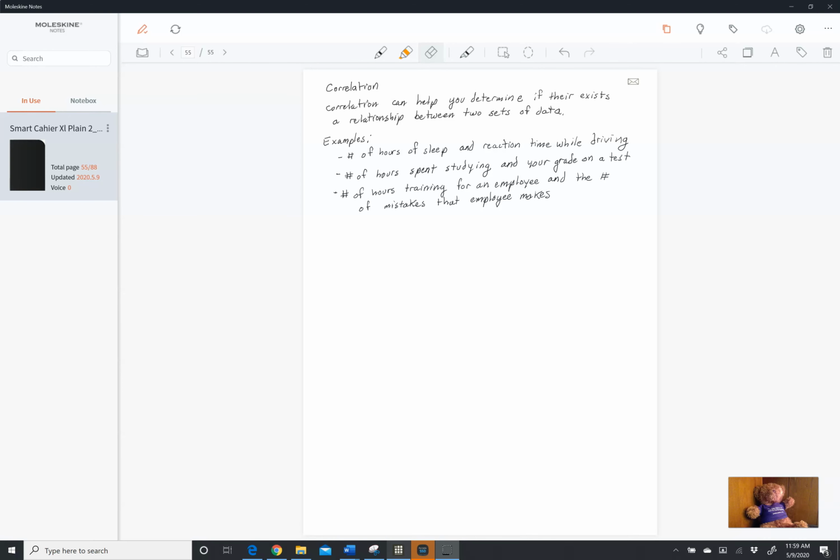The number of mistakes that an employee makes, we think that that is dependent on the number of hours of training versus the other way around. Now, we can switch it, okay? We can always switch it, but we're going with what we think is dependent. It matters because the relationship that we're getting is going to change if we change which variable is dependent on the other. So if we look at students' grades on a test and then ask, does that change the amount of time that they spend studying?